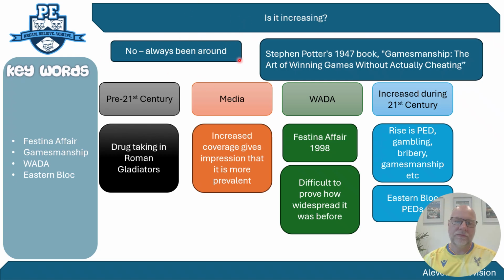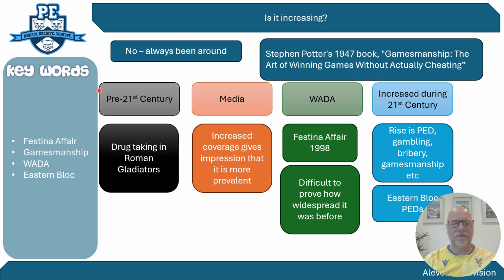So this side of it is no, it's not increasing. This side of the argument is there: deviance has always been around. There have always been cheats. One of the areas you might want to bring in is knowing there was a book written in 1947 where the term gamesmanship comes from, the art of winning without actually cheating. So this book has been around since the 1940s, and this term gamesmanship. Bending the rules comes straight away early into play, and that's linked into deviancy.